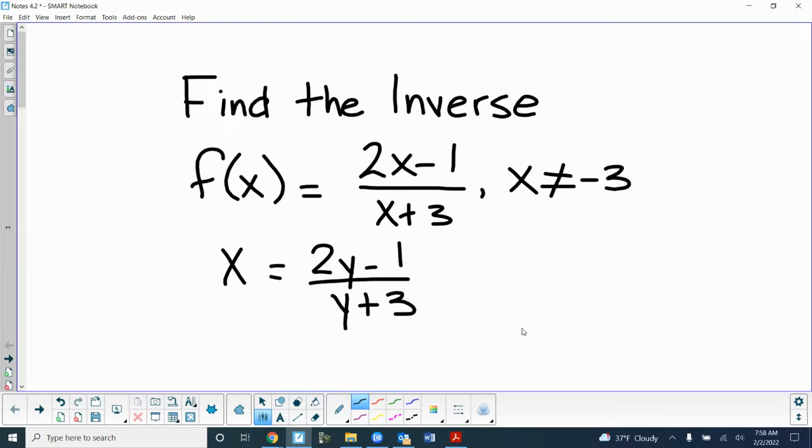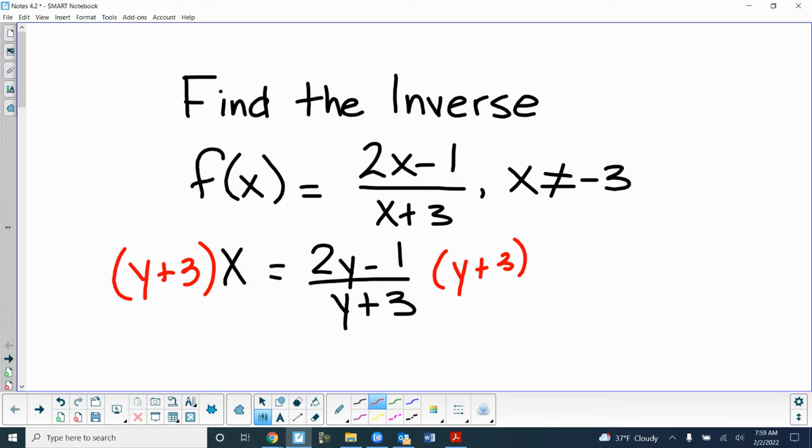All right, so we switch our x's and y's, and then we solve for y. So what's the first step now that I have to multiply by what? Y plus 3, you mean? You want to get this out of the bottom, right? So you want to get the y plus 3 out of the bottom. Okay, so you have to multiply.